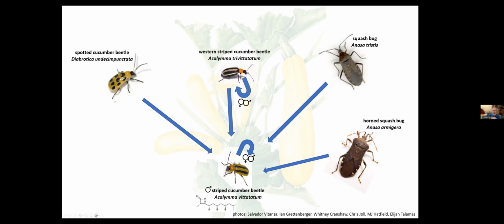So we were working with colleagues from UC Davis, and the western striped cucumber beetle produces beta-lactone, and of course, the males and females are attracted to it as well. But that wasn't the whole of it.